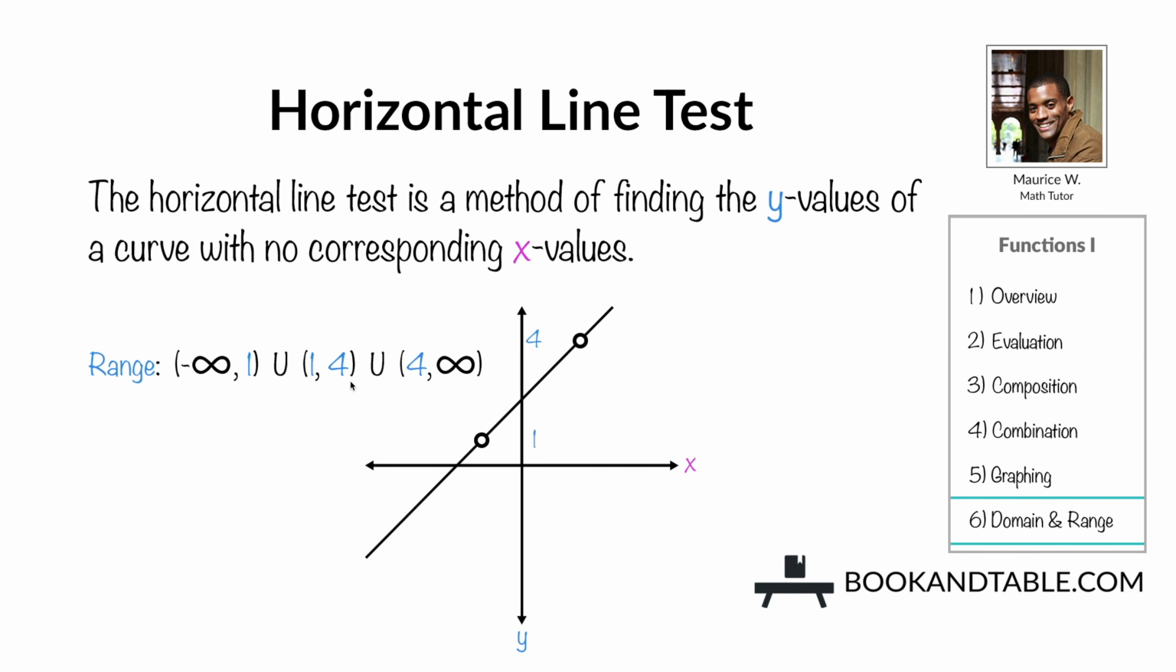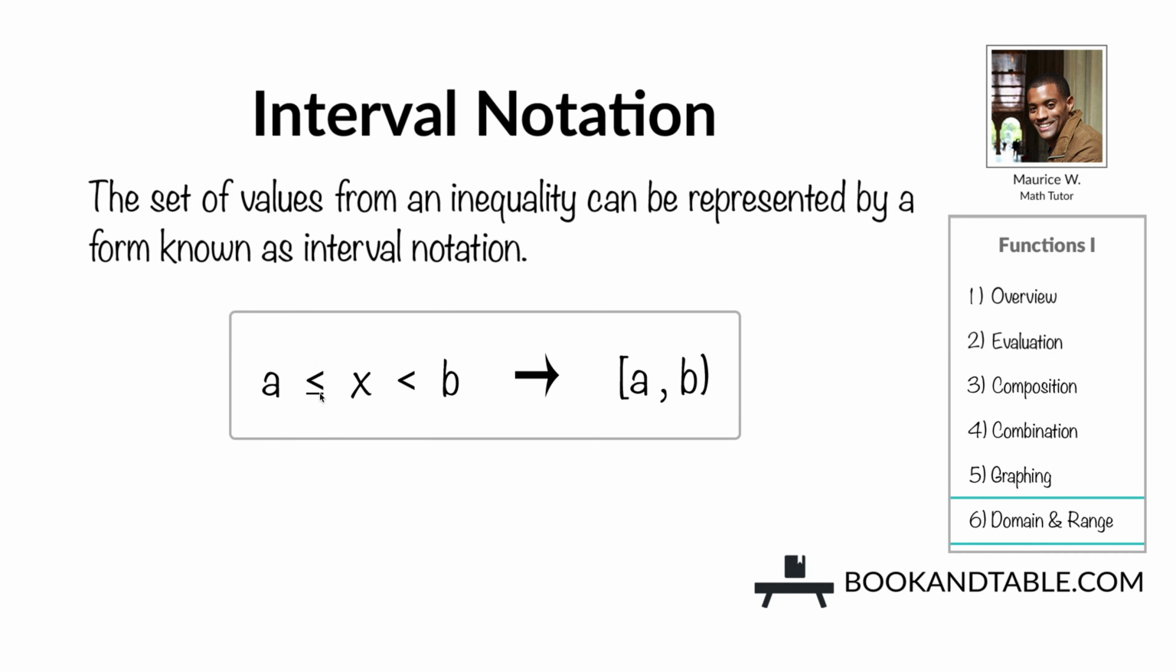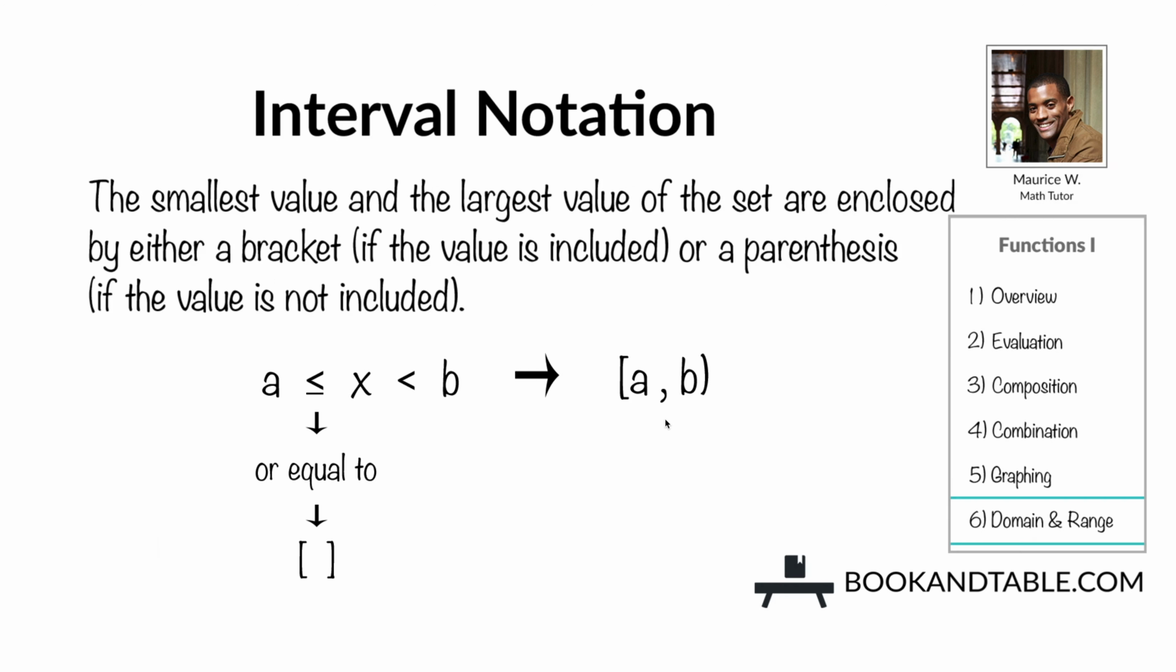So let's discuss interval notation a bit further. The set of values from an inequality can be represented by a form known as interval notation. So we have a is less than or equal to x is less than b. And in interval notation form, we would have a bracket, the letter a, a comma between the entries, and then b would be the second entry here. So there is no x in the interval notation.